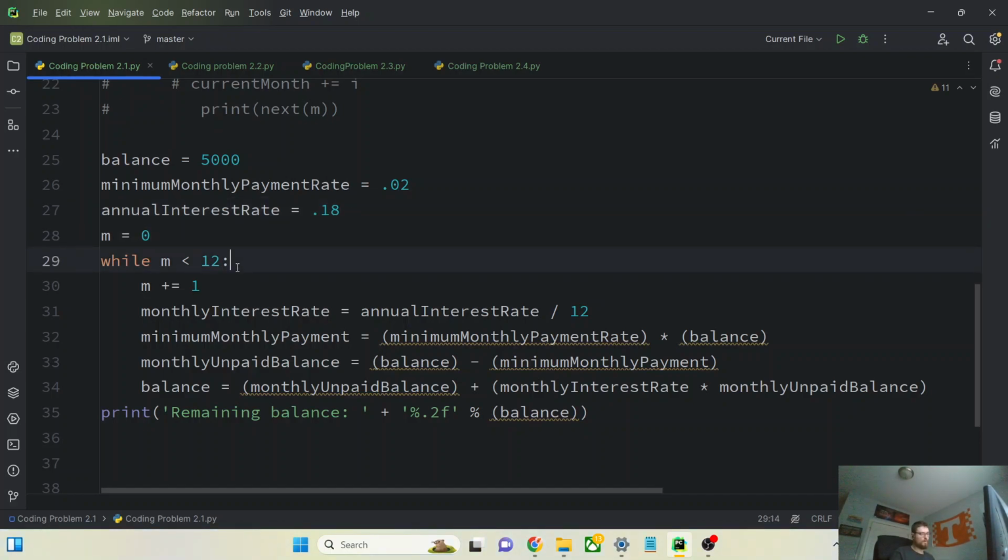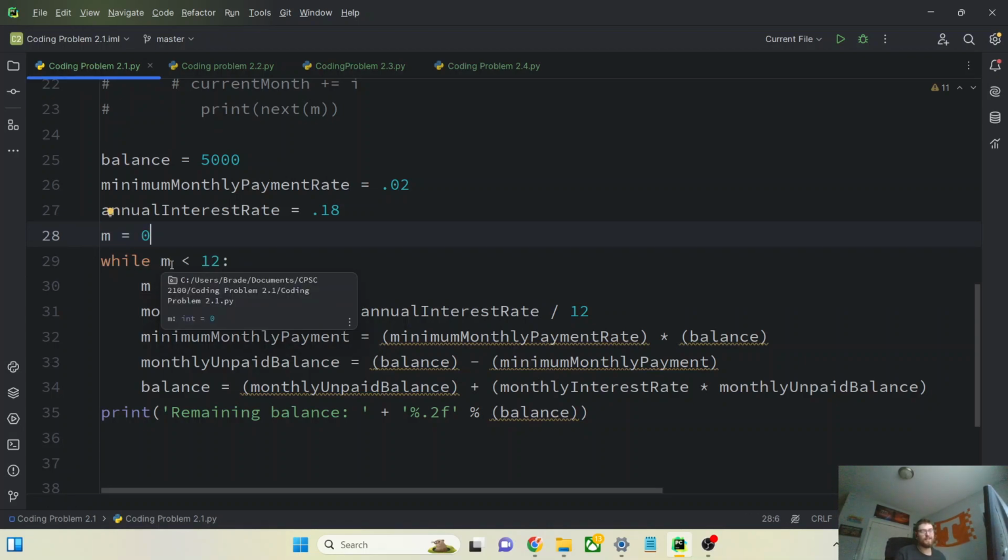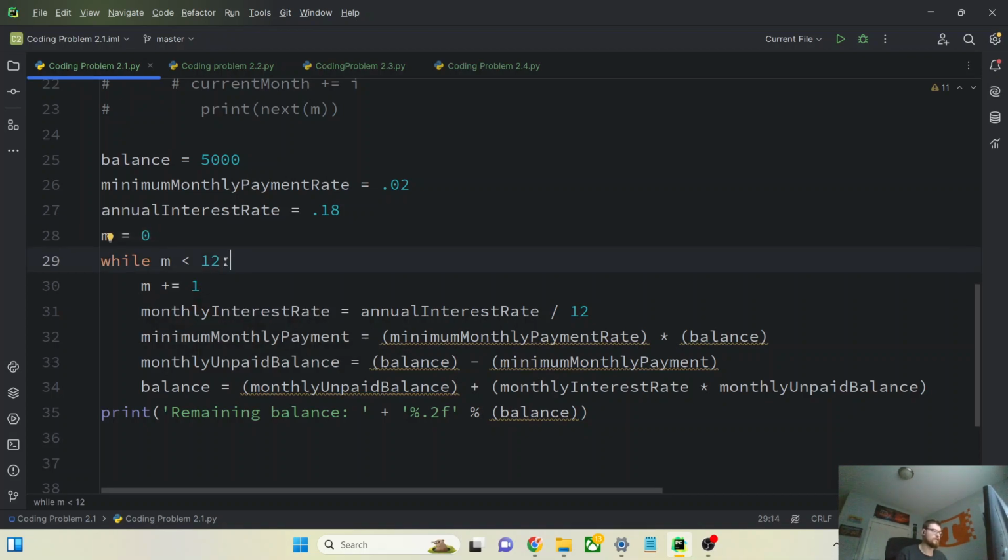So what I've done is I've got a while loop here, and I have the m variable initialized at 0. So it's going to say while m is less than 12, and that's going to give us 12 iterations, one for each month. Right here it's going to increment. We're calculating our monthly interest rate, and that is equal to the annual interest rate, which is right here, divided by 12 per month.